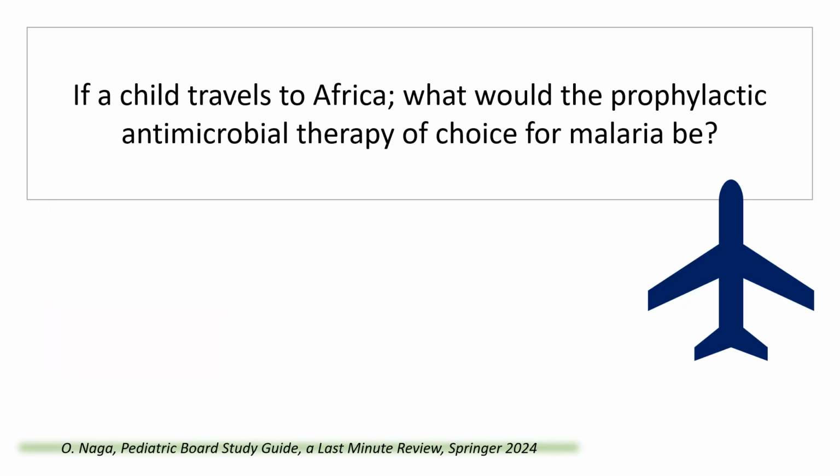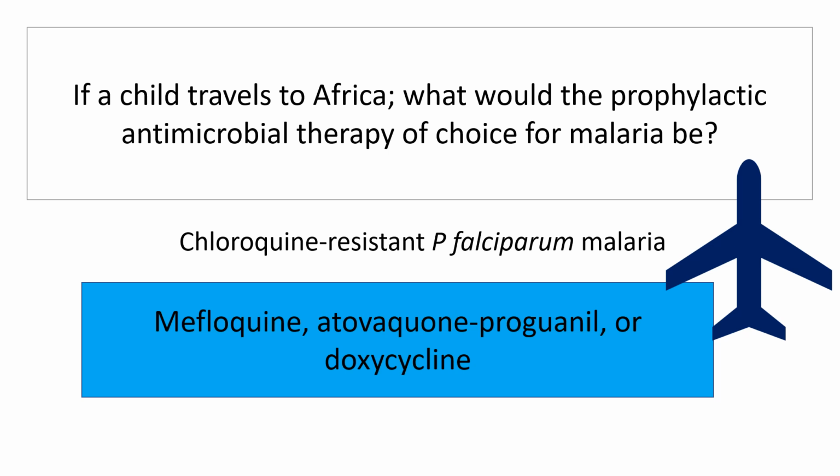If a child travels to Africa, what would be the prophylactic antimicrobial therapy of choice for malaria? If the area is chloroquine-resistant Plasmodium falciparum malaria, the recommended prophylaxis is mefloquine or atovaquone-proguanil or doxycycline. The prophylaxis or the medicine should be started before arrival. For example, 2 weeks for mefloquine, 1 to 2 days for atovaquone-proguanil or doxycycline.